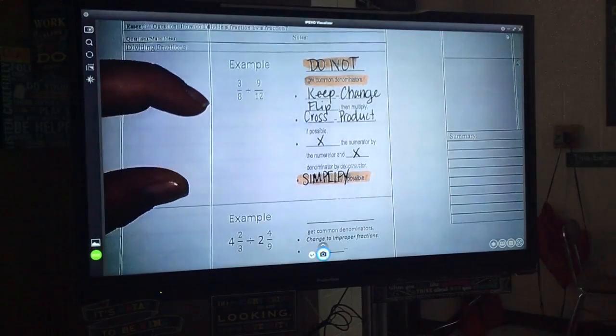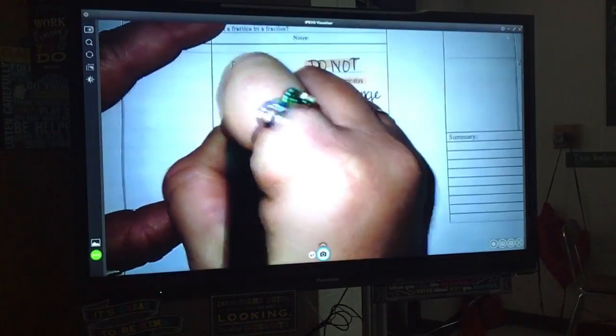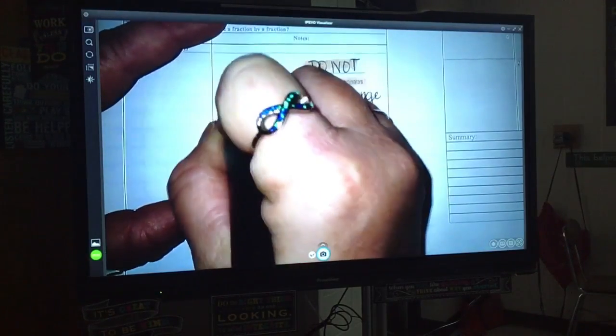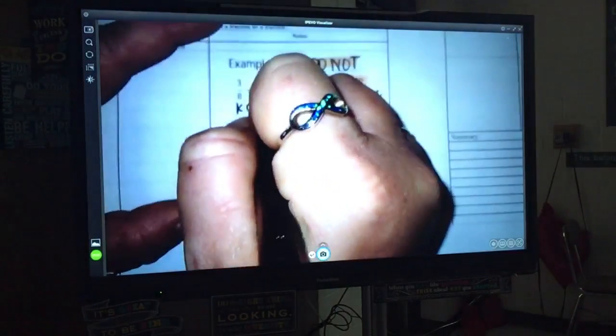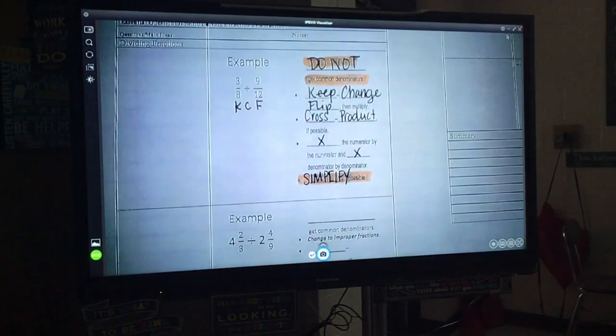Alright, so this is going to be our example that we're going to use. So for note purposes, we're going to write the K, the C, and the F on all of ours that we're going to do for our notes. Now, if you continue to do that throughout the day for your practice problems, that is fine. If you don't want to do that, then you don't have to.